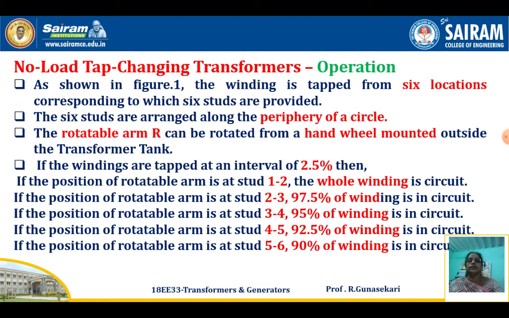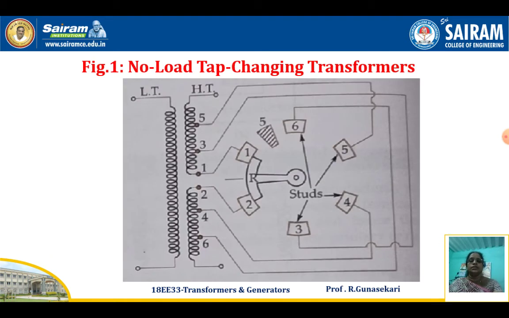The windings are tapped at an interval of 2.5%. Now, the position of the rotatable arm is at studs 1 and 2. The whole winding is included in the circuit. Now you see the circuit diagram. 1 and 2 means the rotatable arm is joined with 1 and 2. So 1 goes to the HT winding, that is closed, and 2 goes to the full winding. So the full winding is in circuit.